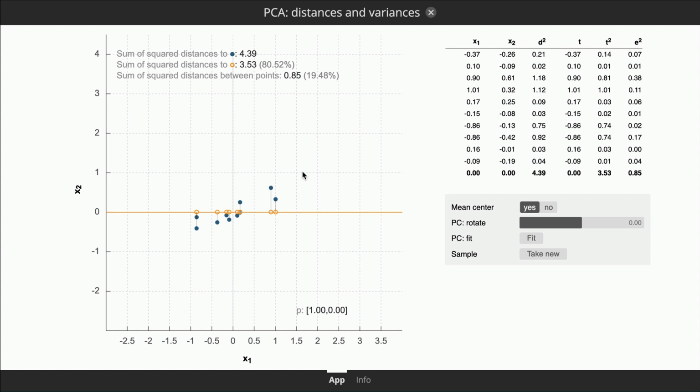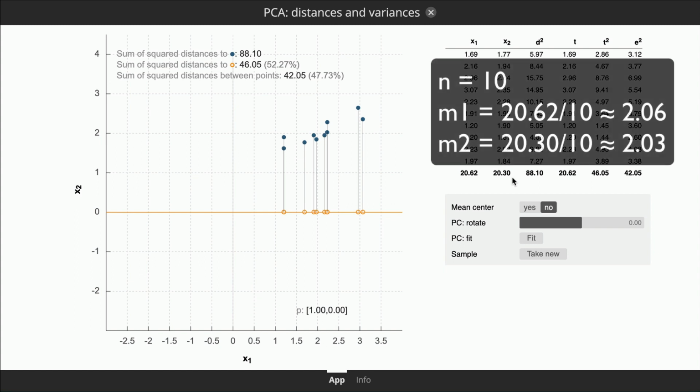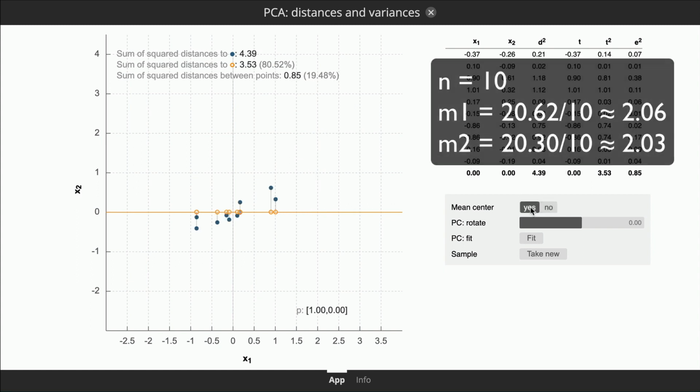You can see that we have a very simple case with two variables, x1 and x2. You can see the values for these variables in this table, the first two columns of this table. The last row in this table is the sum of all these values. So you can see that the sum of x1 and x2 is 0. It means that the average is also 0, because as you can see here, we mean center the data. If you don't mean center the data, if you click no here, you can see that the average will be approximately 2.62 here and 2.03 here. Okay, let's continue with centered data.